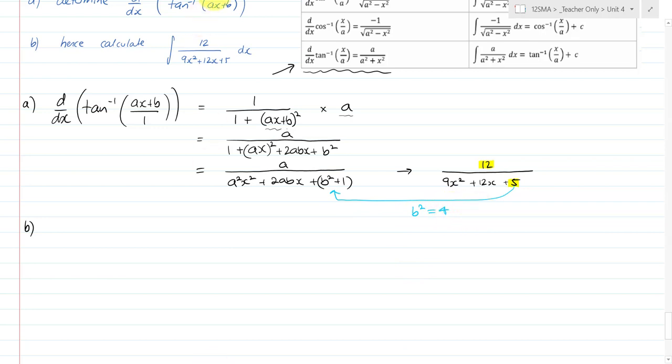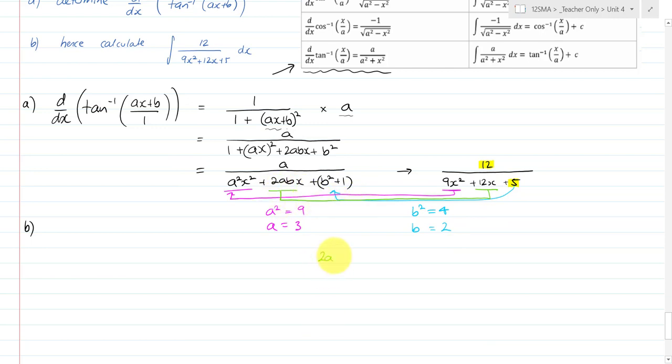Now I've also got a nice little connection here between 9x squared and ax squared, which tells me that a squared has to equal 9. So from this I get a is equal to 3, and it could be negative 3 as well, and that b is equal to 2. I'm just going to work with the positive and we'll just play around with it and we'll see how this works out. Now I've also got 12x, and this is the bit where I might get a contradiction, so I've got to be a bit careful.